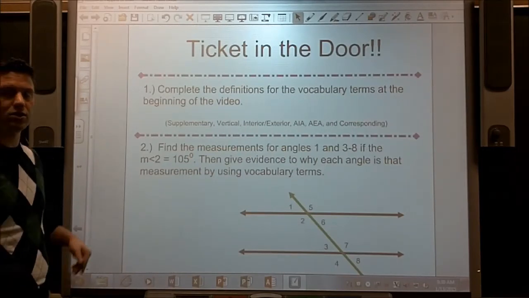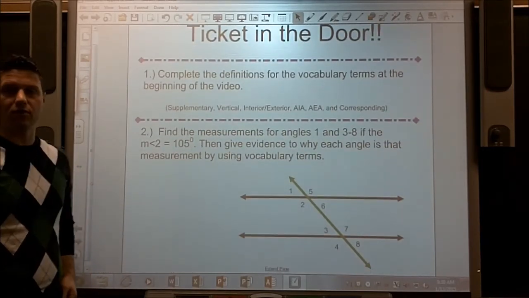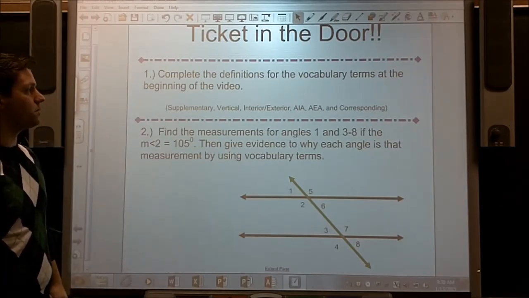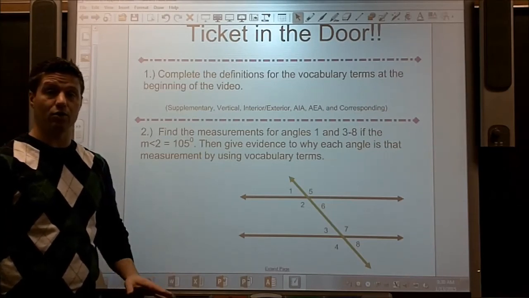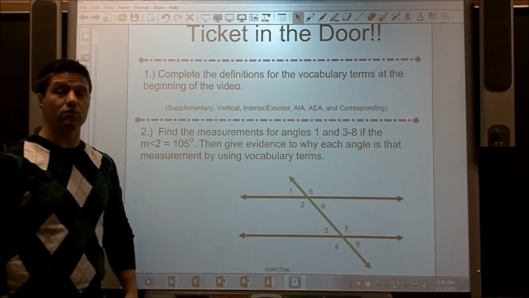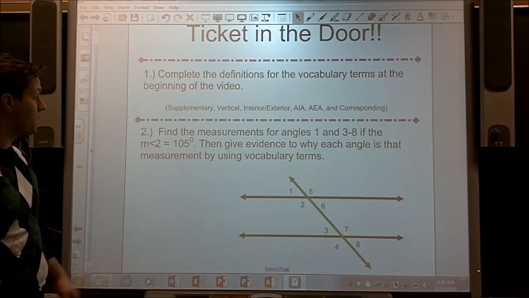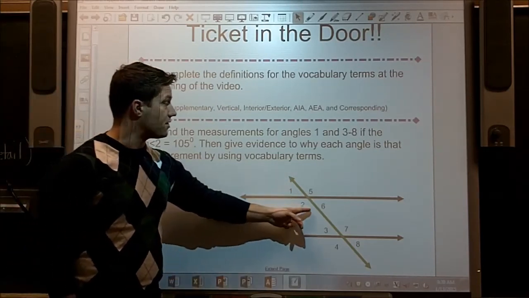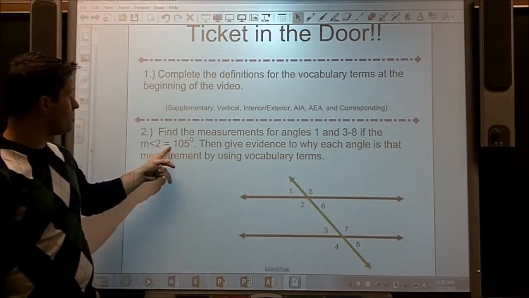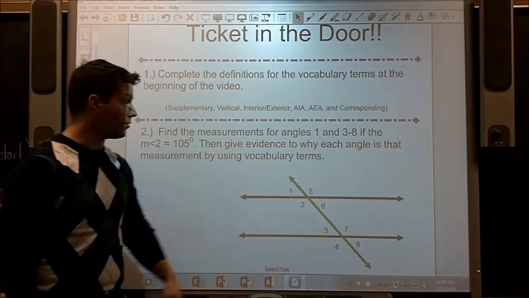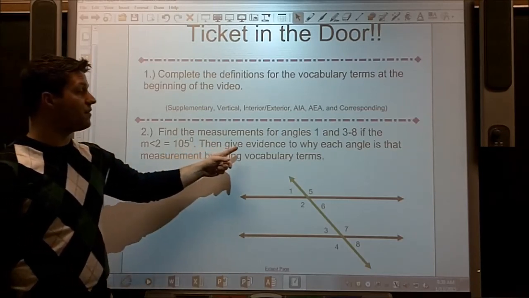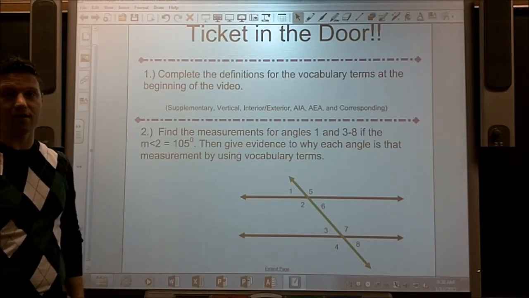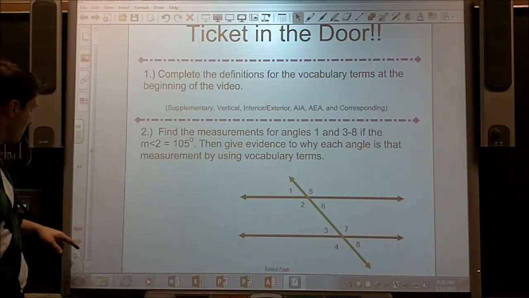Okay, here's what they want you to do to get in the door for class tomorrow. Okay, complete the definitions for the vocabulary terms at the beginning of the video. So we wrote those down when you paused. Now go back through and see if you can write those definitions. Then also it says, find the measures of angles 1 and then 3 through 8 if angle 2 is 105. So go through. And they want to see if you can give evidence why each angle is that measurement by using those vocab terms, just like we did. Okay? Pause it, make sure you get that information down.